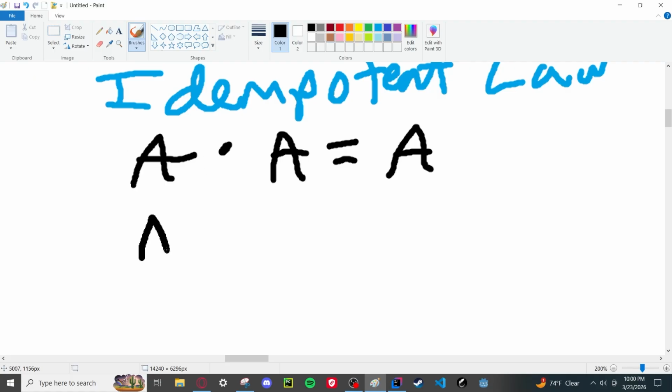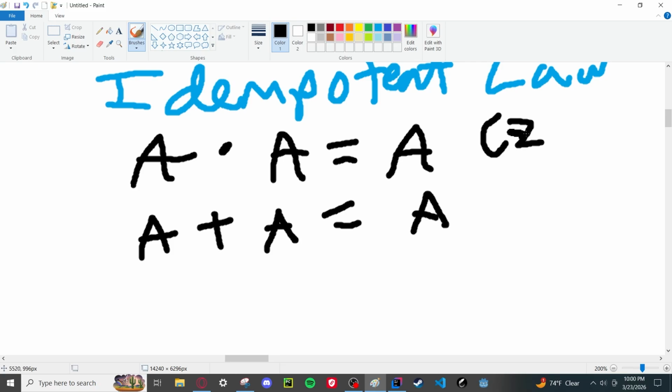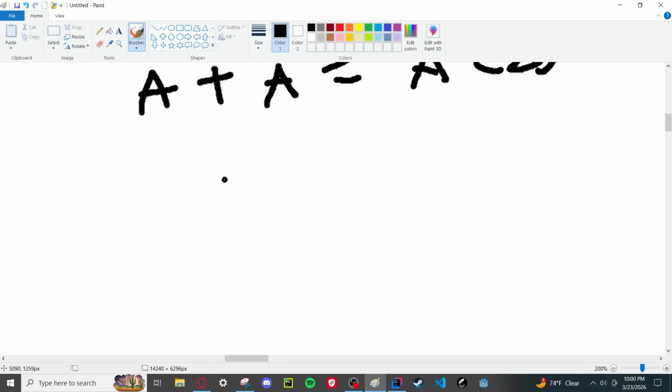In addition, if you had A plus A, conversely, it's the same thing. Well, true or false, it doesn't matter. Your output is going to be determined by what A is, whatever this condition A is. So that's the idempotent law.